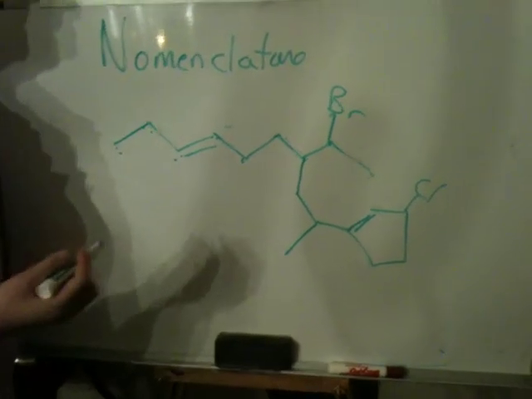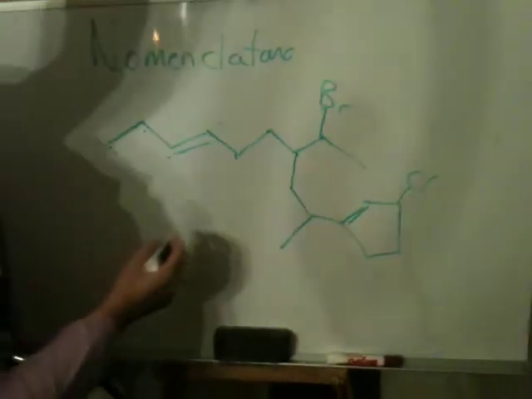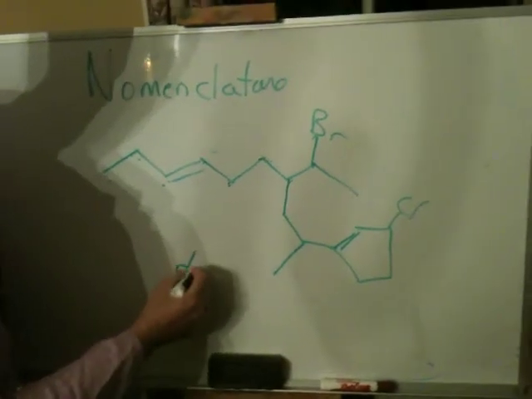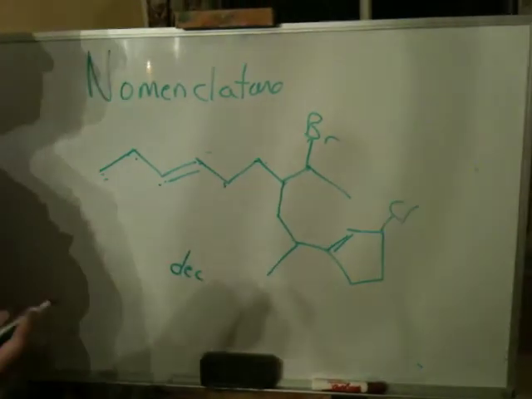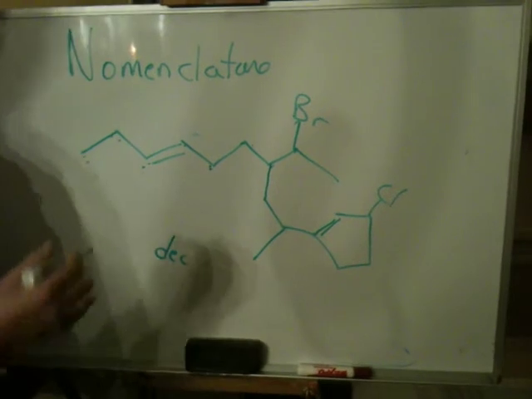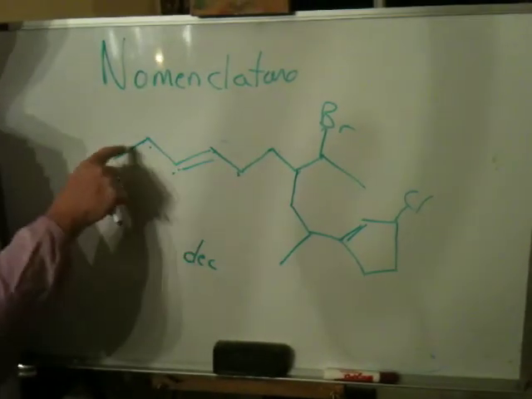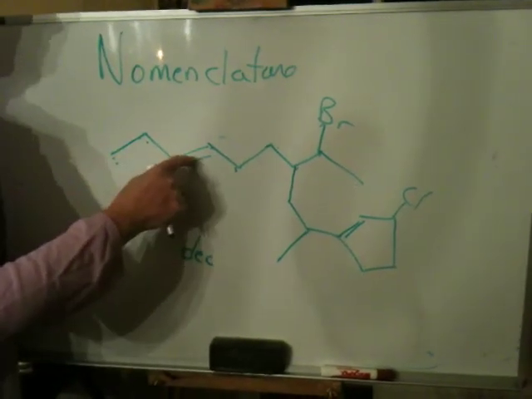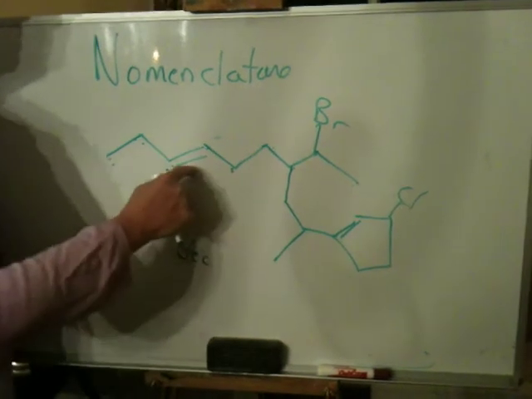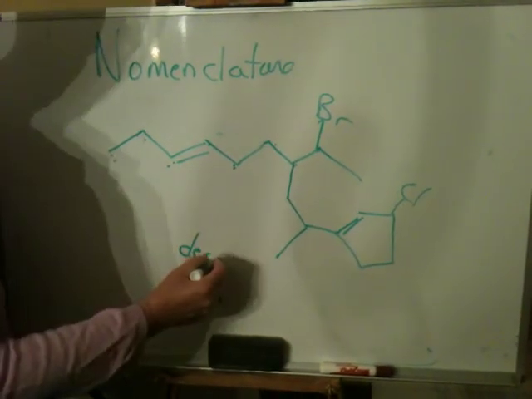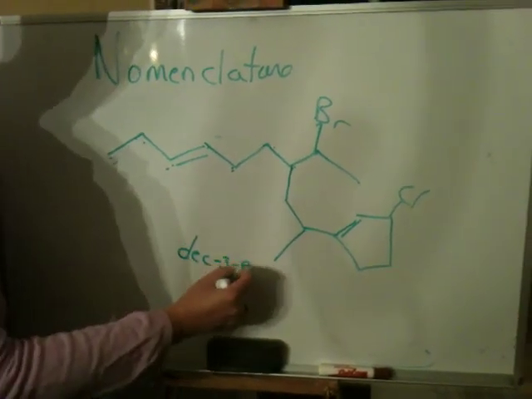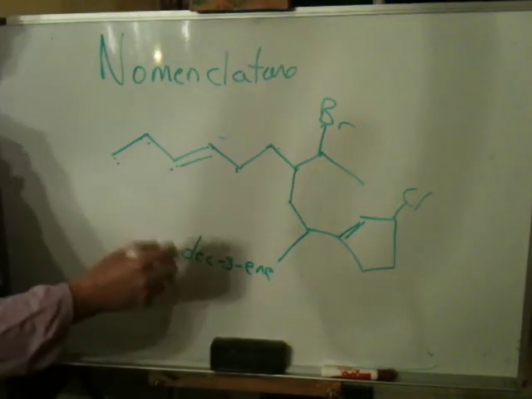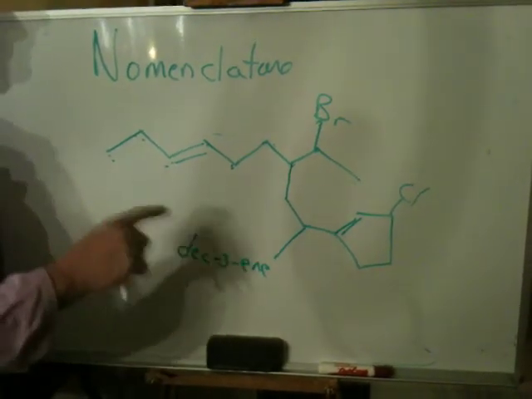That means it's a decene. And we've been using the modern nomenclature. So using the modern nomenclature, that would place the double bond in the 1, 2, 3 position. I would number it this way to put the double bond in the lowest position. So I'm going to put the 3 here. So this is a dec-3-ene, or you could call it a 3-decene.